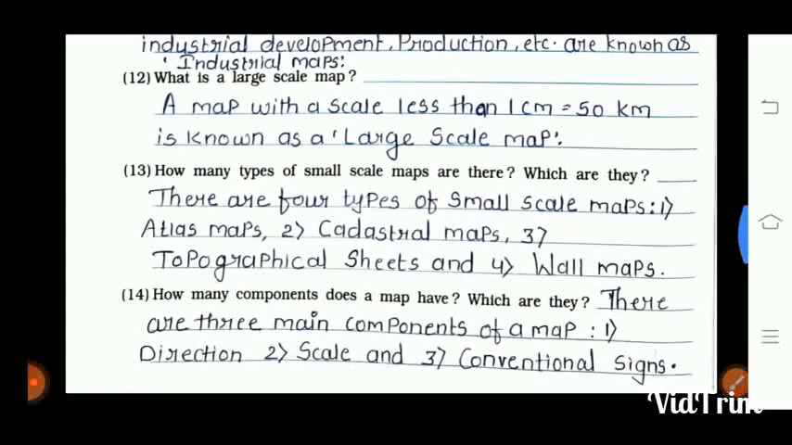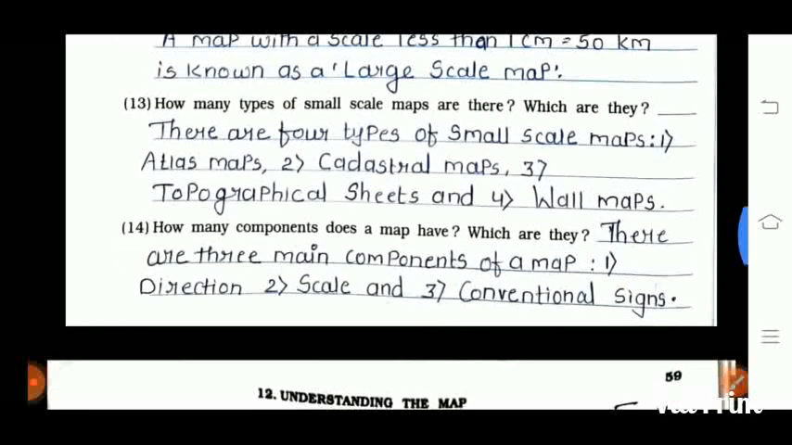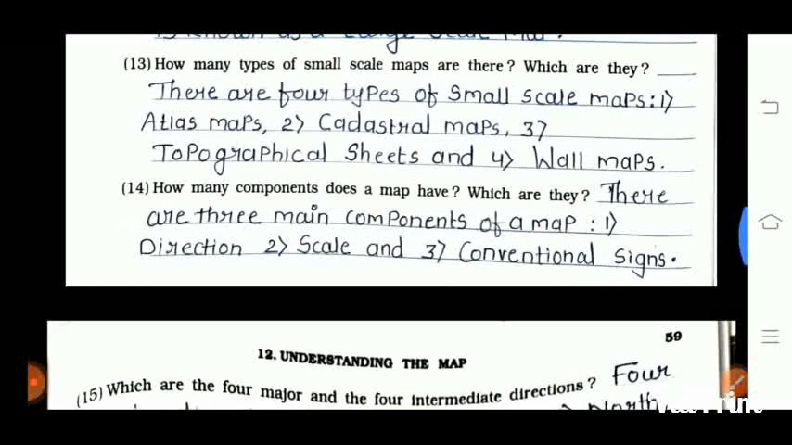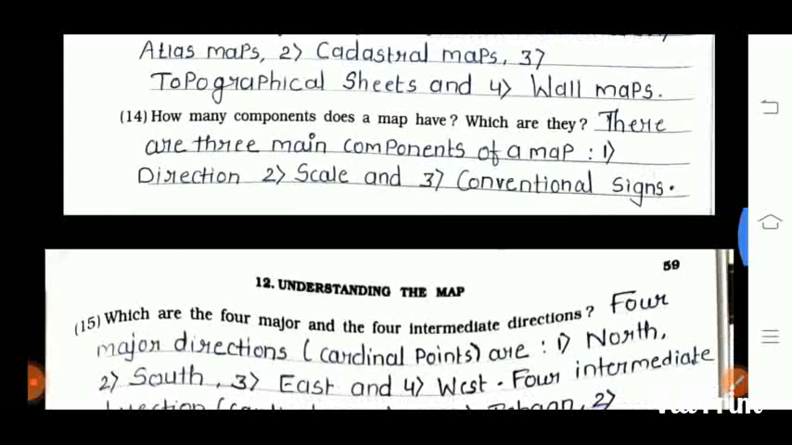12th one is what is a large scale map? A map with a scale less than 1 centimeter equal to 12 kilometers is known as a large scale map. 13th one is how many types of small scale maps are there? Which are they? There are 4 types of small scale maps: atlas map, cadastral map, topographical sheets and wall maps.